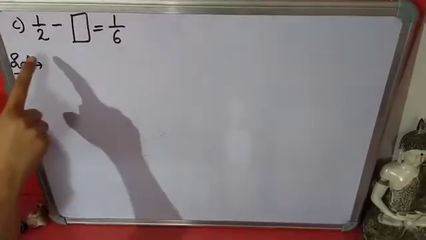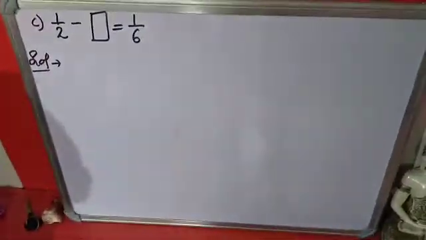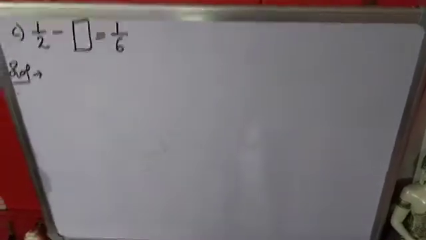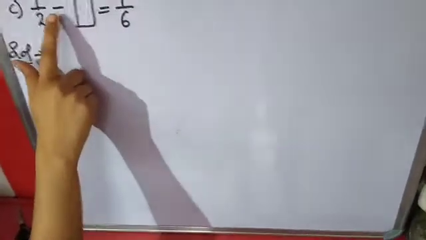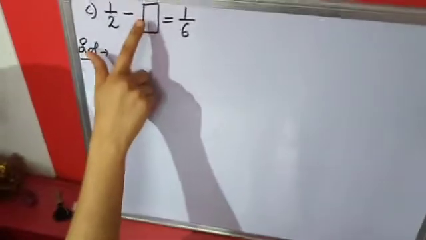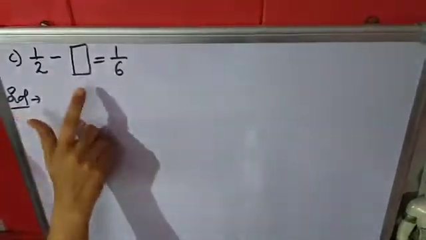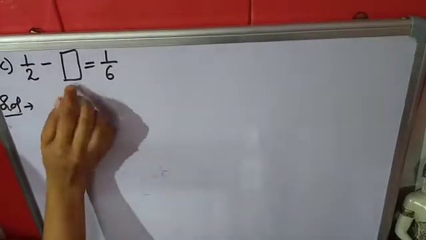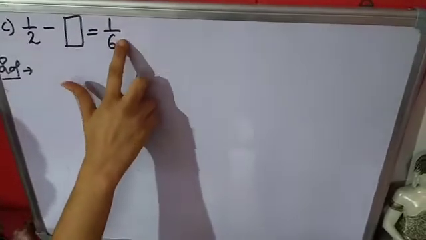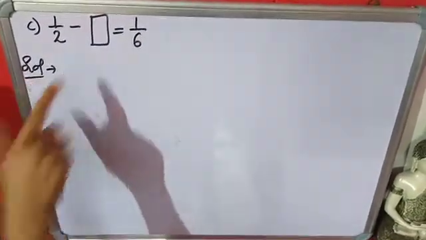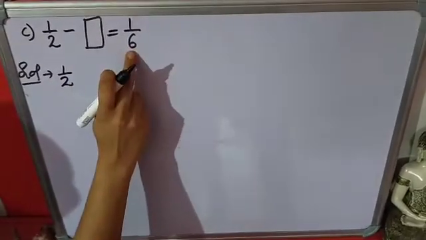Now in C part, 1 upon 2 minus. Now in C part, you have to find this fraction. This fraction is with minus, meaning the sign of this fraction is minus. So what will we do? We will exchange these two numbers. This box will go that side and this 1 by 6 will come this side. So here it will be 1 upon 2, 1 upon 6.